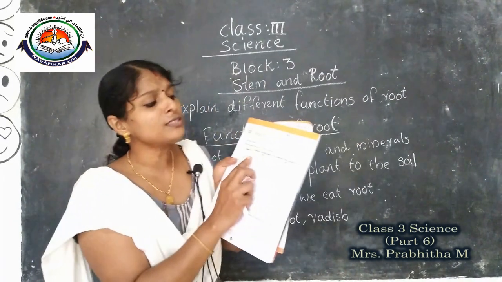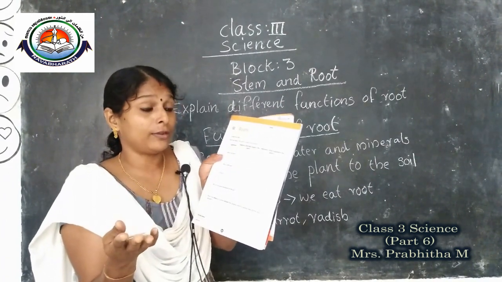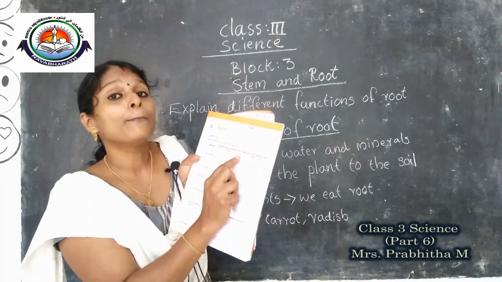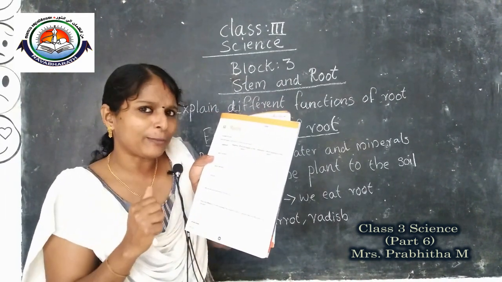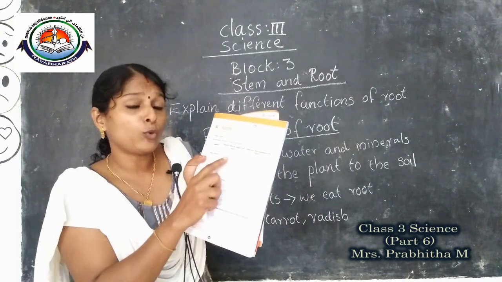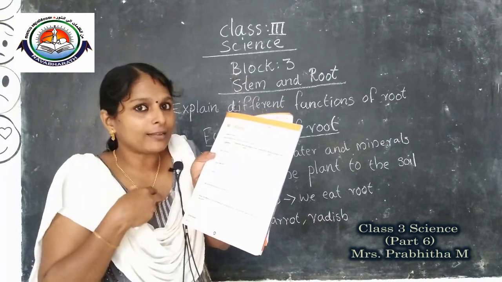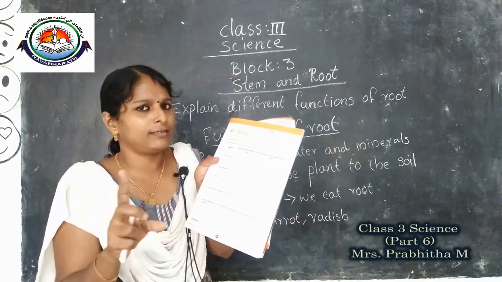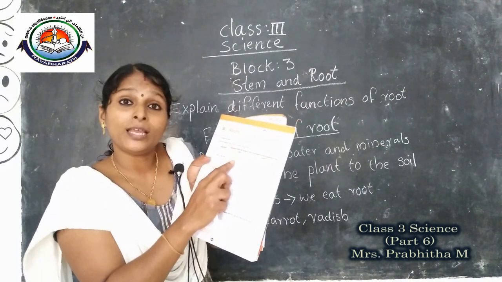So the first column is the prediction, where we assume what happened to the plant. What will happen to the plant? Yes, the plant will die. We are assuming, we are thinking like that, that it will definitely die, isn't it? So in the first column you have to write: the plant will die.